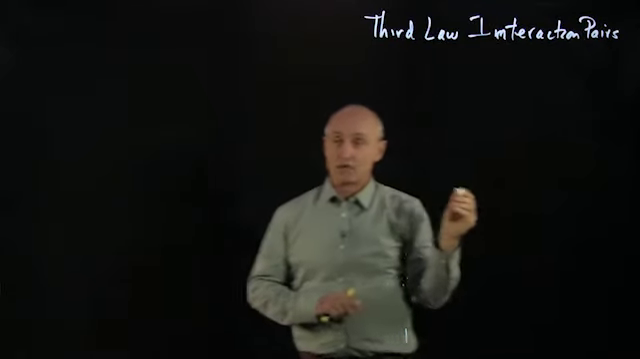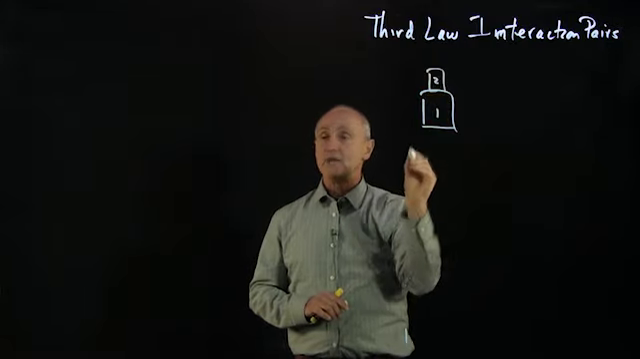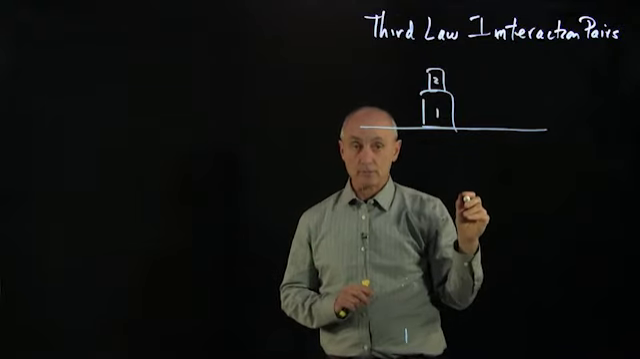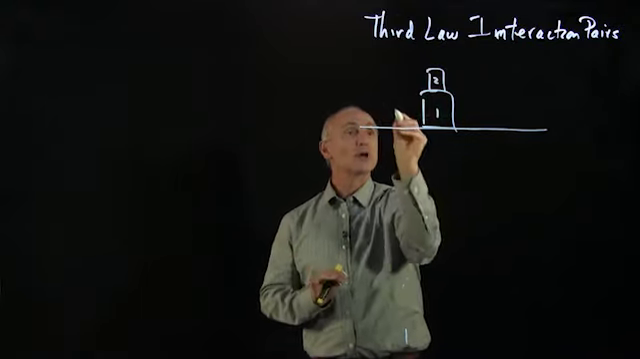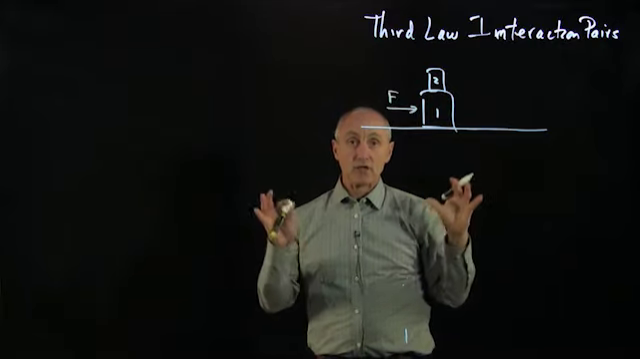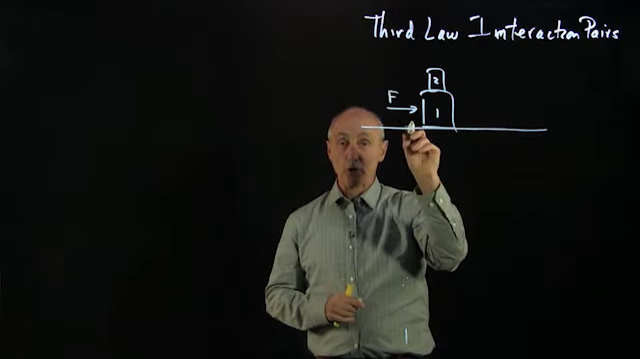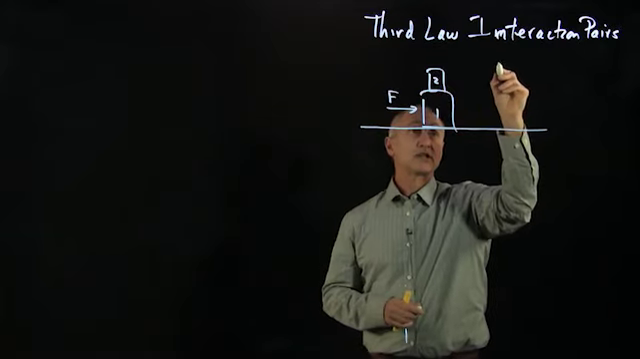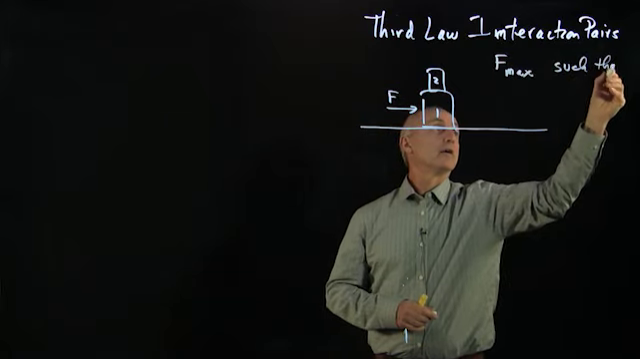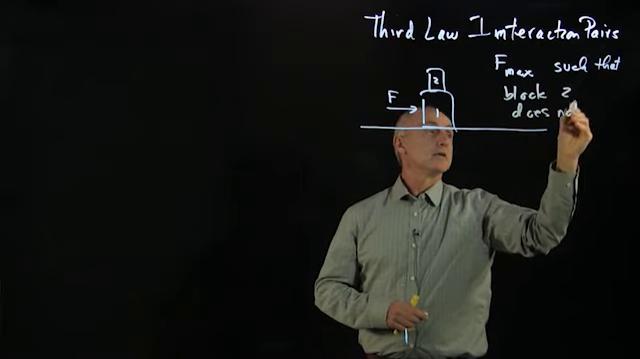Now the problem I'd like to consider is the following. Suppose we have a block 1 and another block 2 sitting on block 1 on a surface, and our surface has friction, and I'd like to push block 1 with a force F. And now I'd like to use Newton's second law to determine what is the maximum force I can push so that block 2 will not slip. So I'm trying to find F max such that block 2 does not slip.